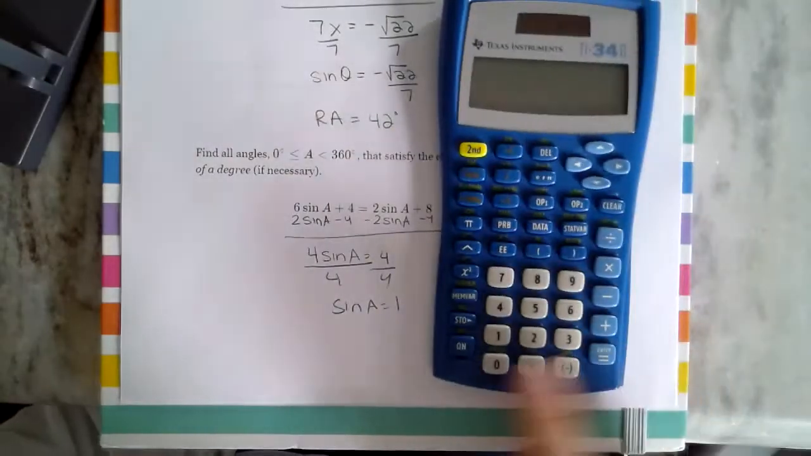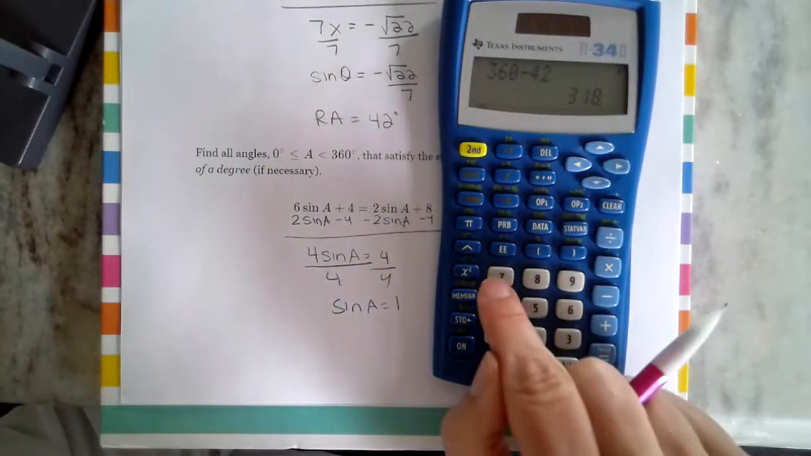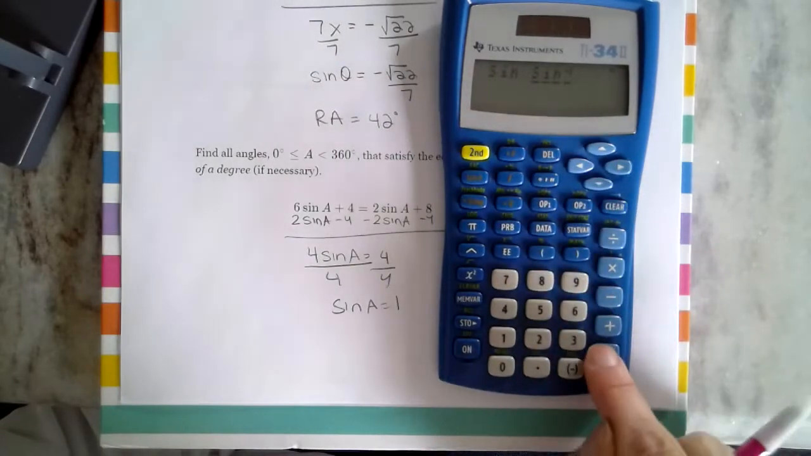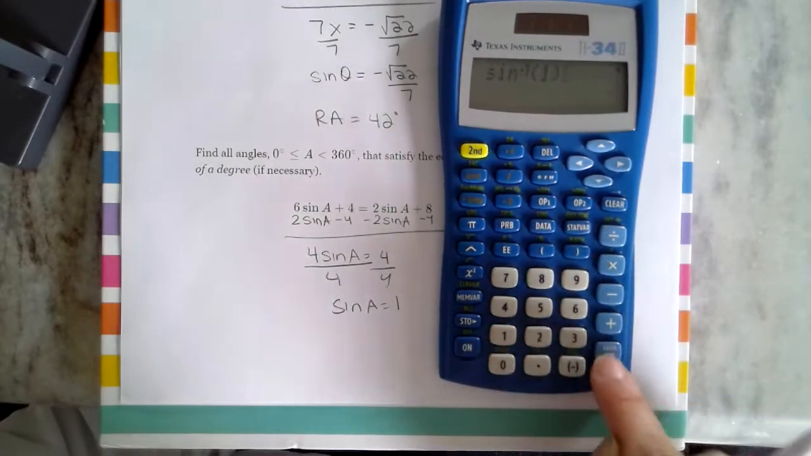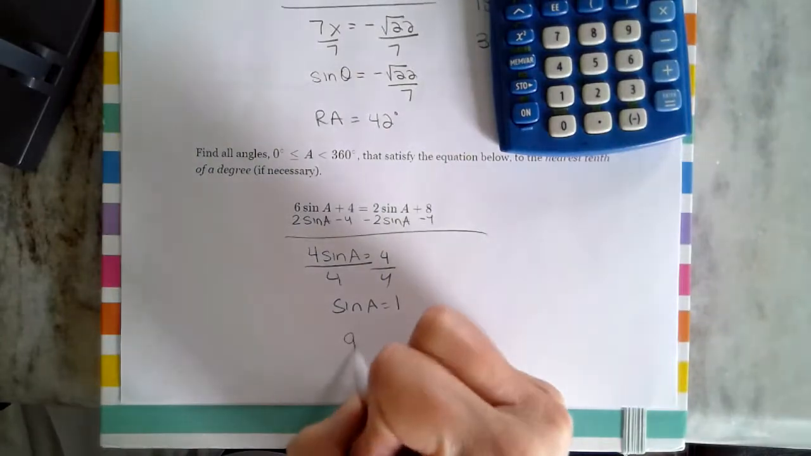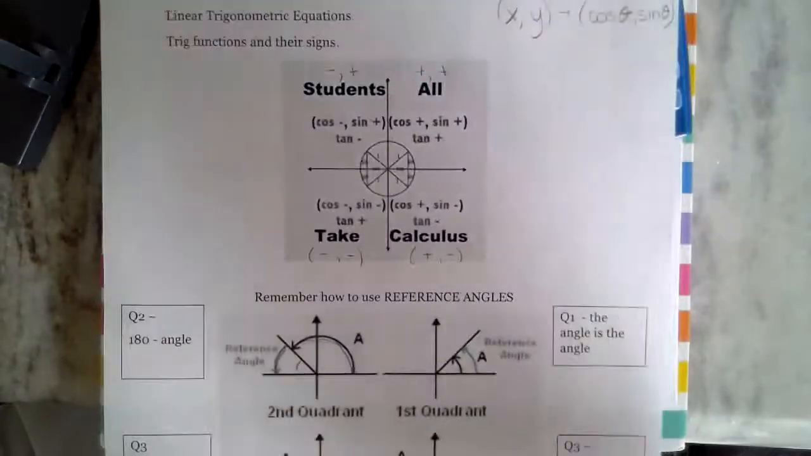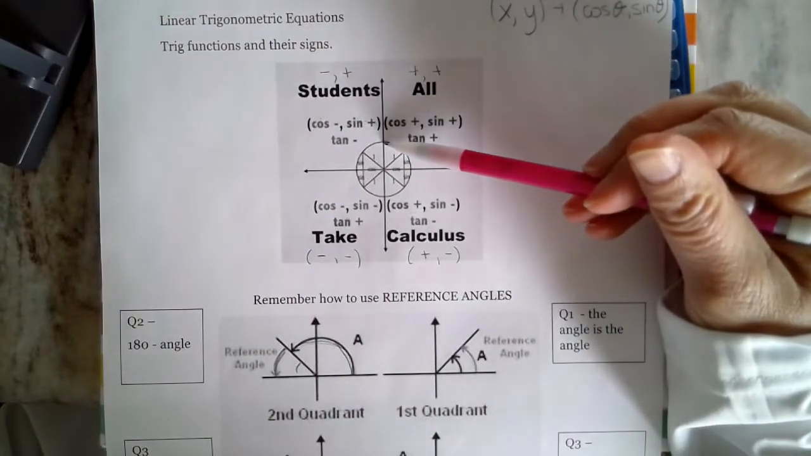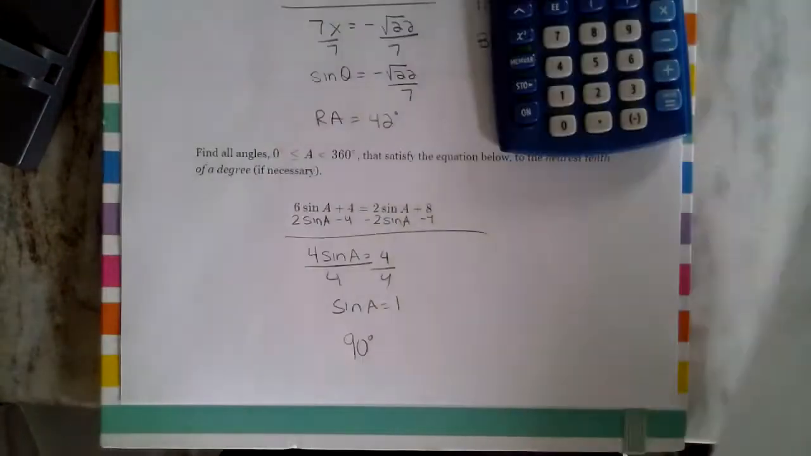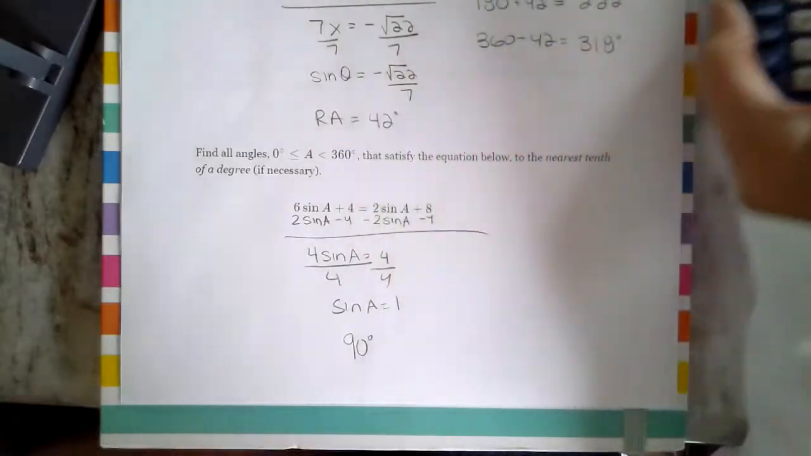Now, some of you will know what that is off the top of your head. If not, you're going to hit second, sine inverse of 1, and you're going to get 90 degrees. It's only 1 because remember that's on the unit circle. Here is (0, 1), and that's the only place that sine is 1. It's a quadrantal angle, all that good stuff.